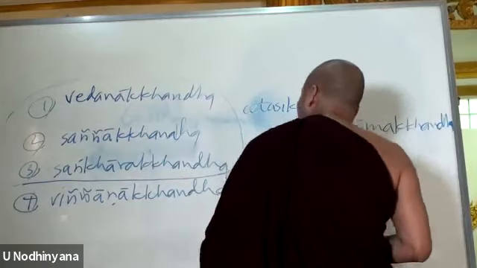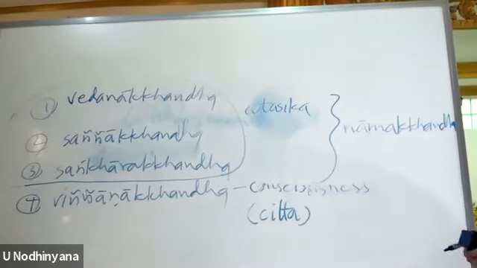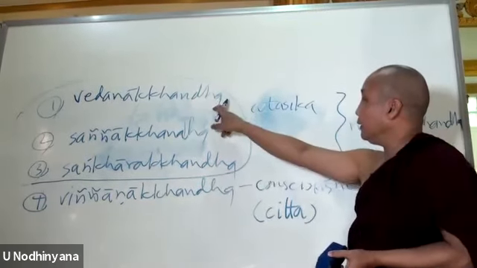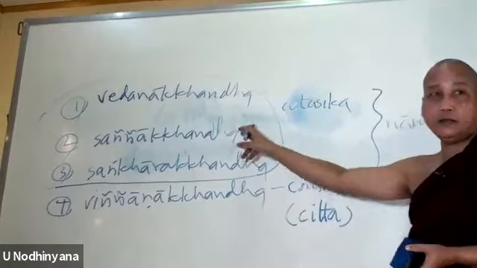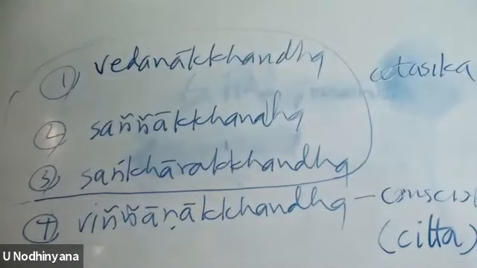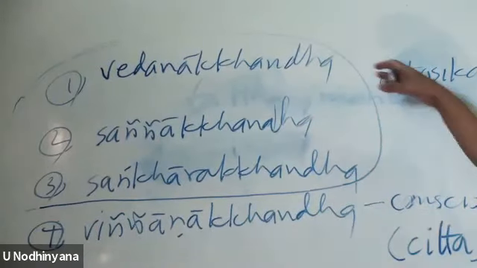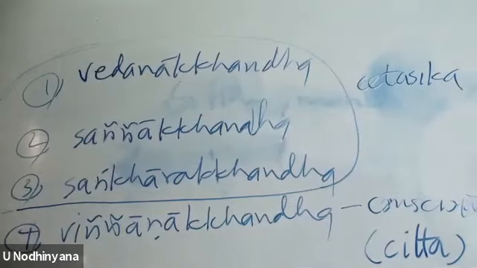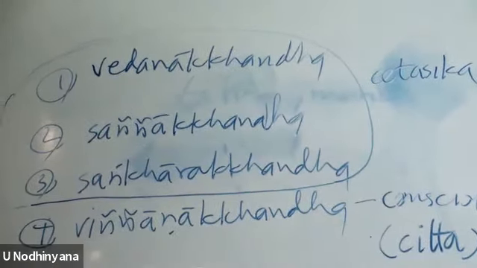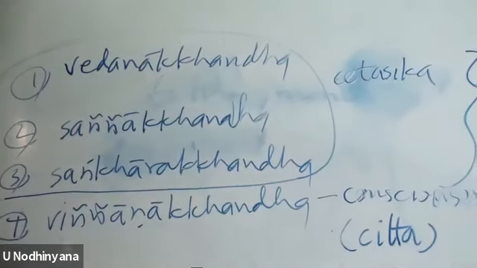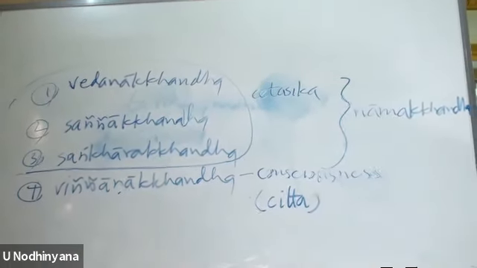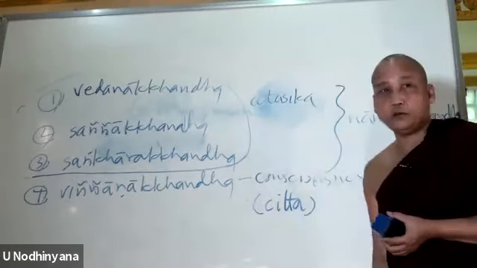So as you see in the four khandas, we have cetasikas. Vedana khanda is feeling. Sanna khanda is perception. Sankhara khanda is the other fifty mental properties. Those three khandas are preceded, led by the Vinnana khanda. Vinnana khanda is consciousness, the leader of these three khandas.